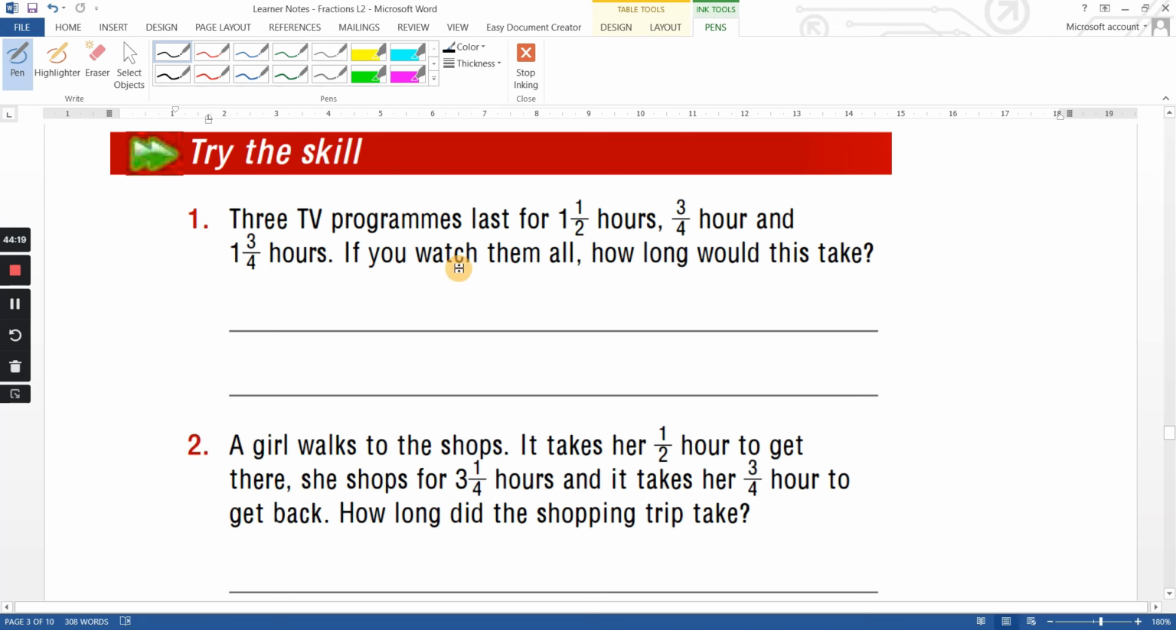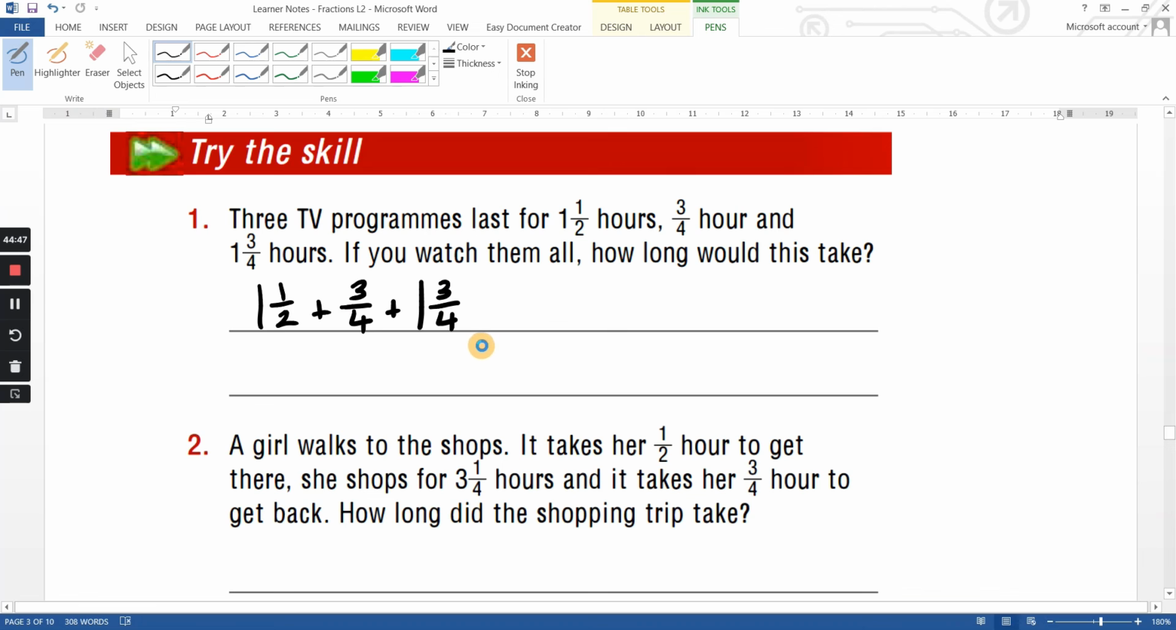3 TV programs last for 1.5 hours, 3/4 of an hour, and 1 3/4 hours. If you watch them all, how long would this take? So it doesn't say, but obviously we're going to have to add these together. So it's 1.5 plus 3/4 plus 1 3/4.